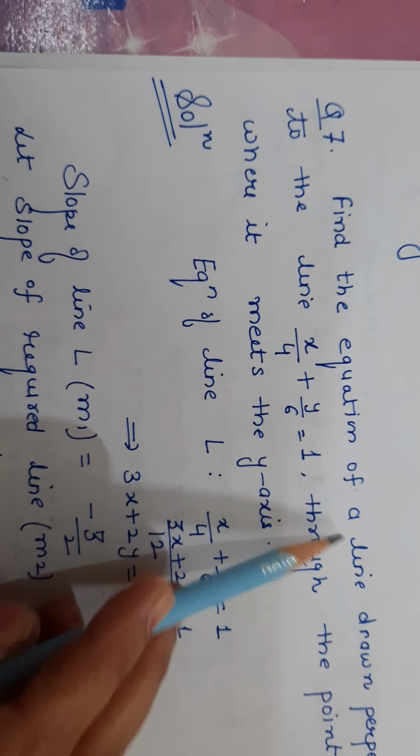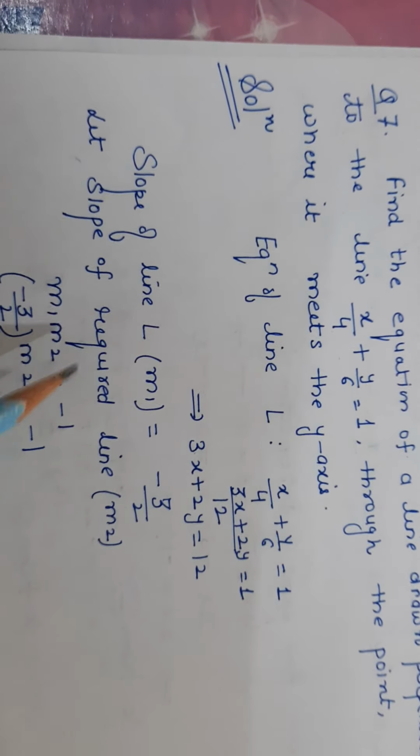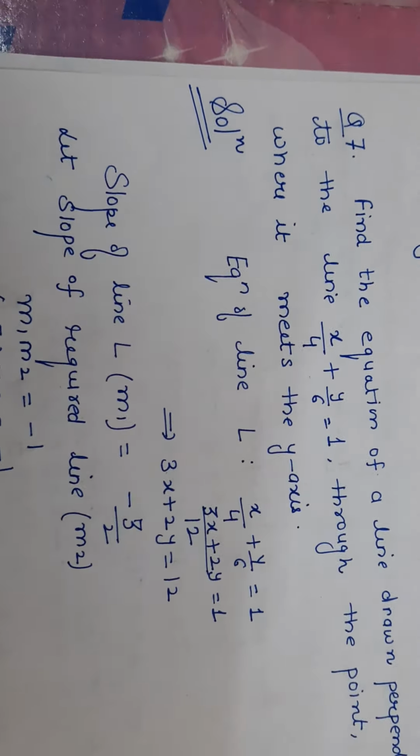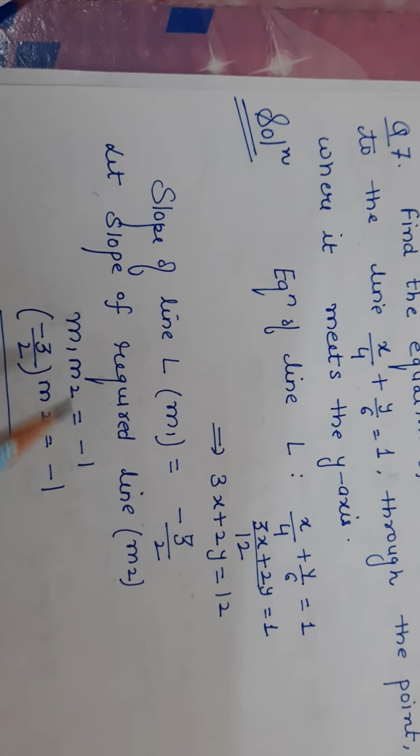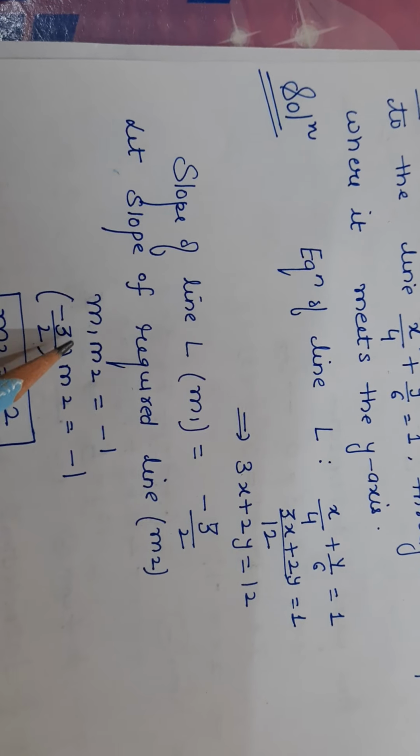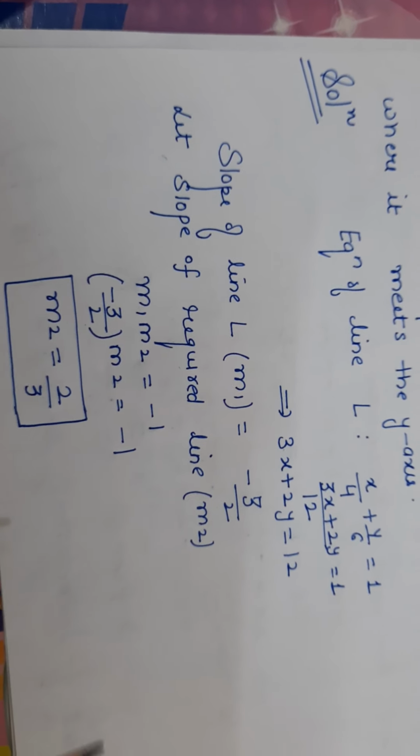Now the new line is perpendicular to this line. Let the slope of the new line, the required line, be m2. Since they are perpendicular, m1 into m2 equal to -1. Put m1 equal to -3 by 2. So m2 is 2 by 3.